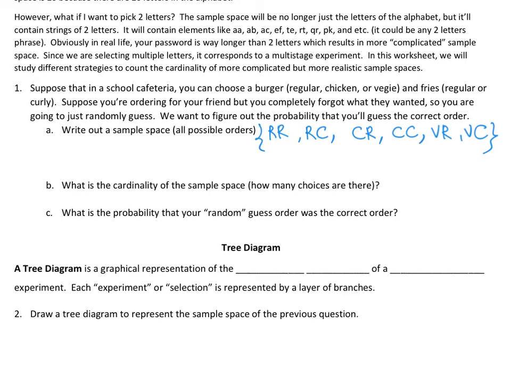So what is the cardinality of the sample space? So how many choices are there? There are going to be 6. When we combine the burger and fries, we're considering those two as one single sample. So if you look at the whole sample space, there'll be 6. What is the probability that your random guess order was the correct one? Well, the correct one they were supposed to order was one of the 6. You're picking one, so it'll be 1 out of 6.